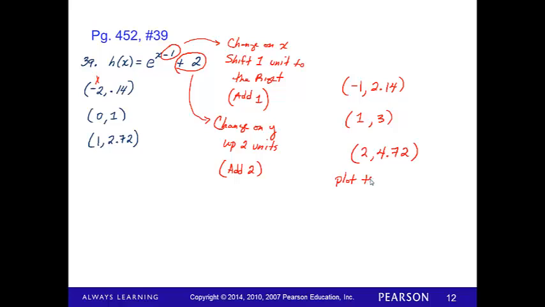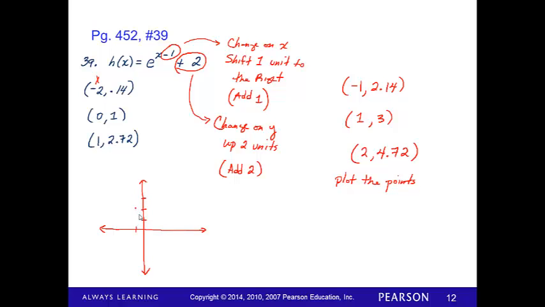So plot the points. And of course connect, making a smooth, continuous curve. I'm going to make a sketch. So it's going to be very basic and simple. I'm going to guesstimate without putting tick marks. Let's put some tick marks. There we go.